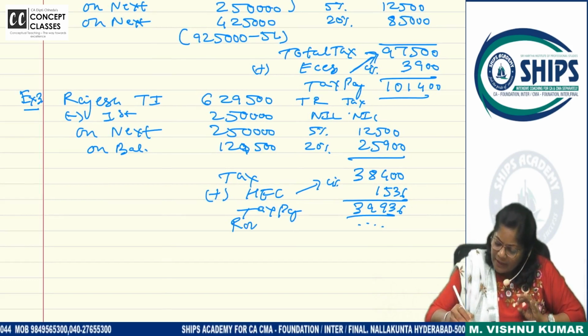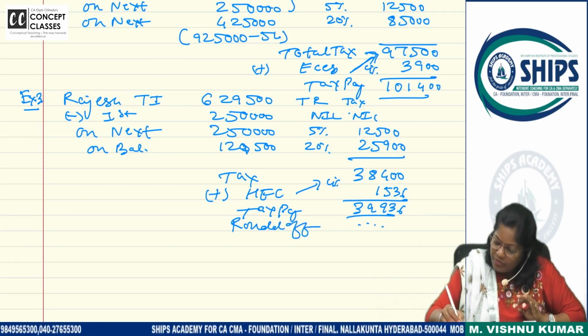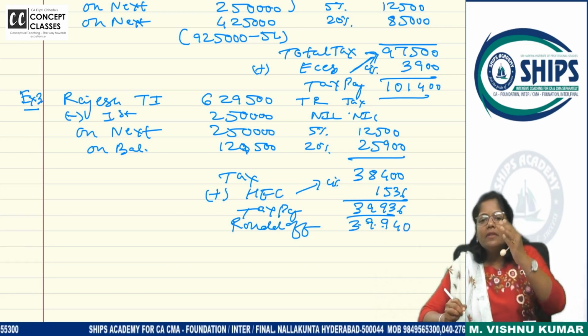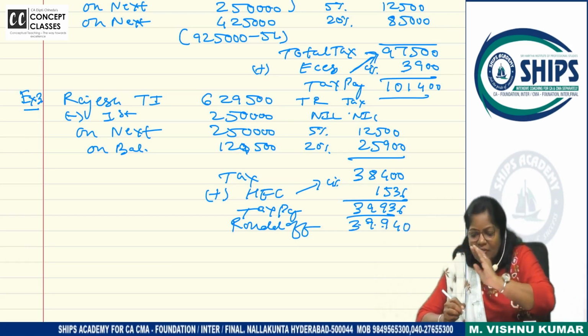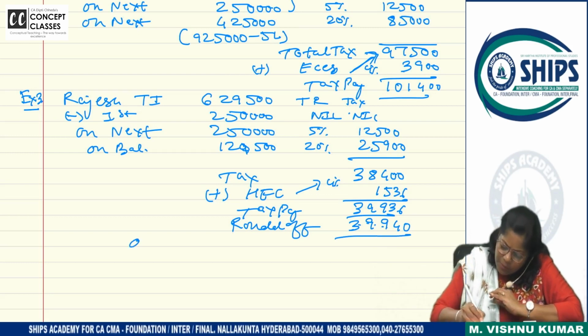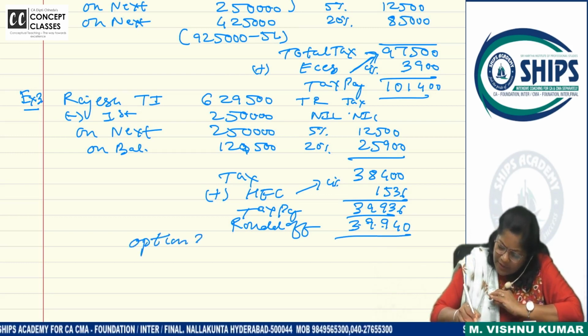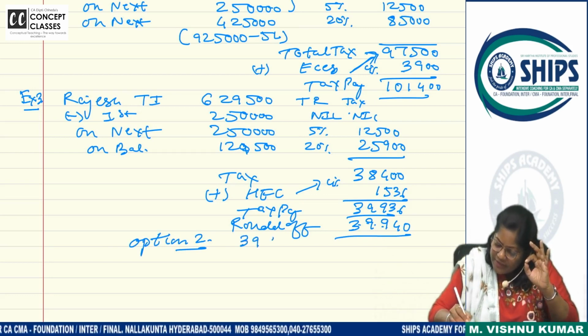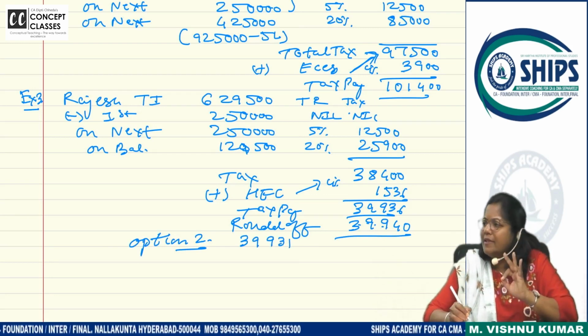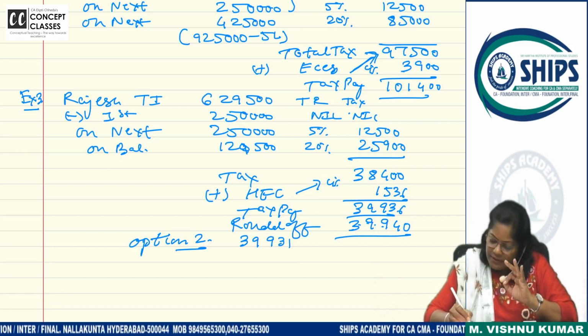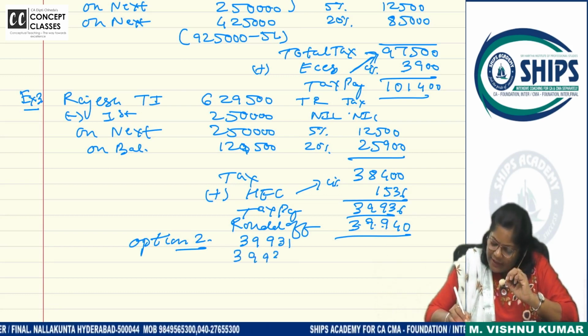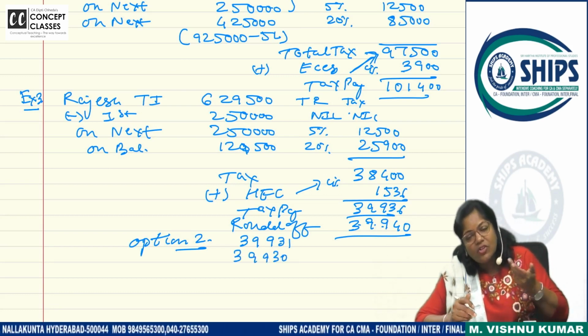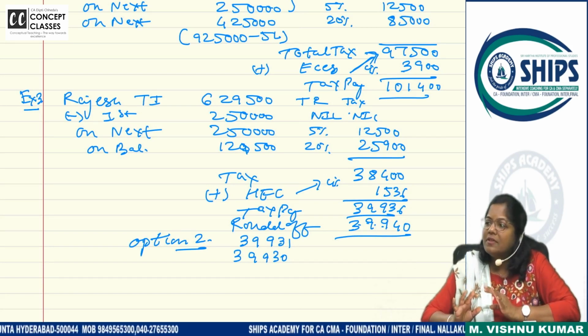This will be rounded off to 39,940. 35 and above is 40. And just option 2, the problem is over. What is option 2? In case your final tax would have been 39,931, then what would you take? 39,930. Also asked in MCQs.